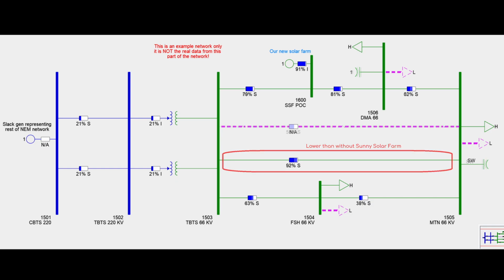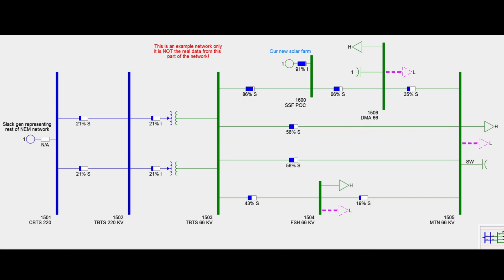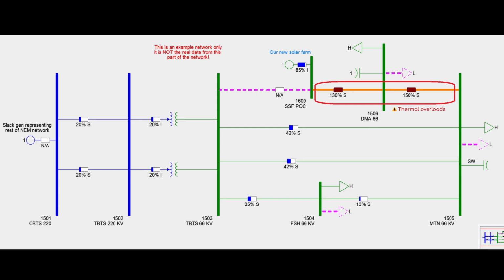But if we look back at the single line diagram once we added our solar farm, the most heavily loaded line is not Tyabb to Mornington anymore. It's Tyabb to Sunny Solar Farm. So what happens if that line goes off suddenly? Yeah, we can see some pretty serious overloads happening.